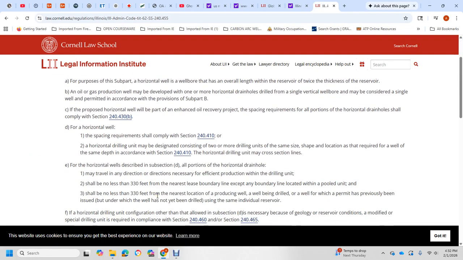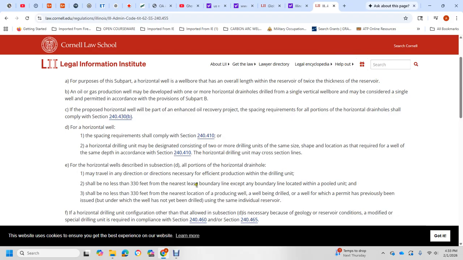If the proposed well, horizontal well, is part of the enhanced oil recovery project, the space requirement of all of the portion of horizontal drain drill holes must comply with section 244.30B. With a horizontal well, the space requirements comply with the 240.10 horizontal drilling unit designated with a drilling unit size, shape, and location required with the well with the same depth and in accordance with the 240.410 horizontal drilling units cross section line with a horizontal well described in subsection D. A portion of a horizontal drain hole may travel in either direction.